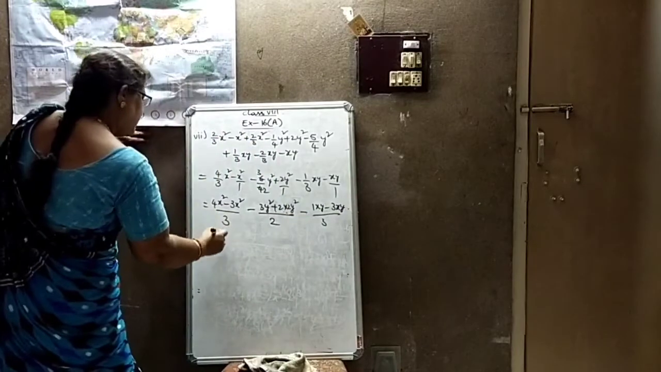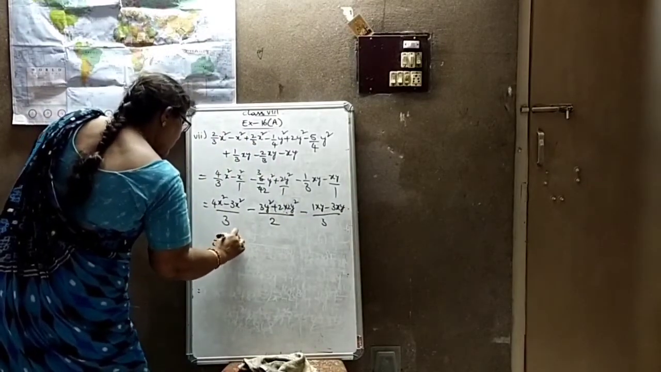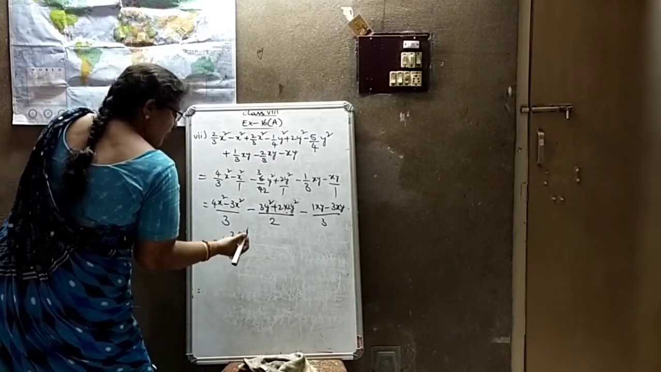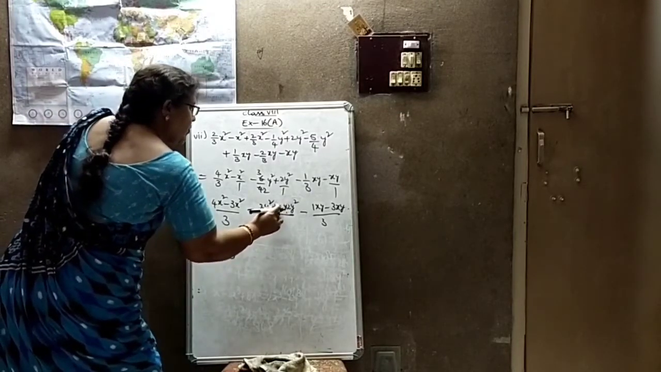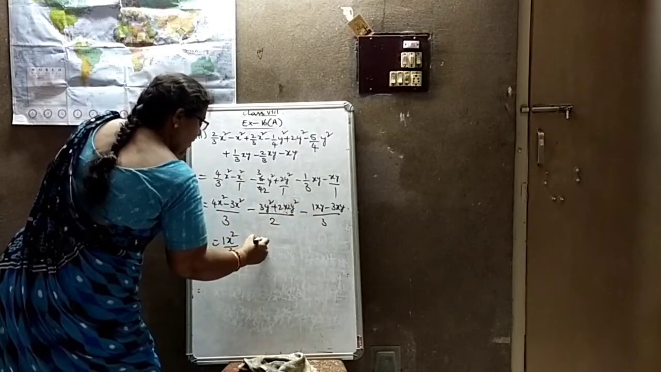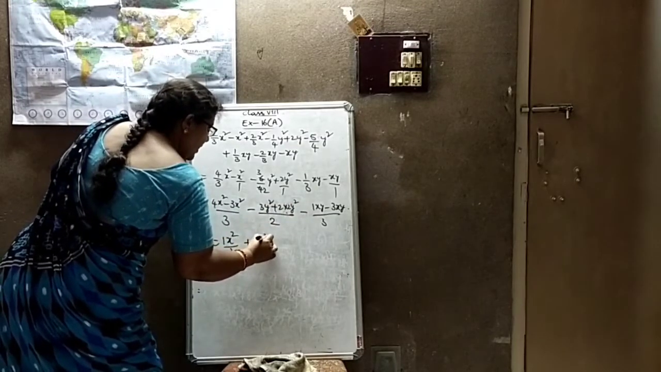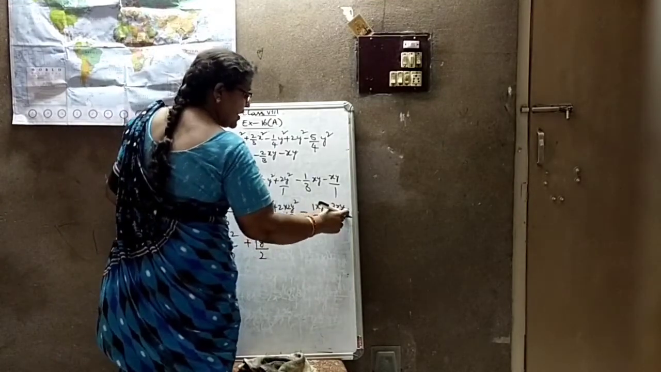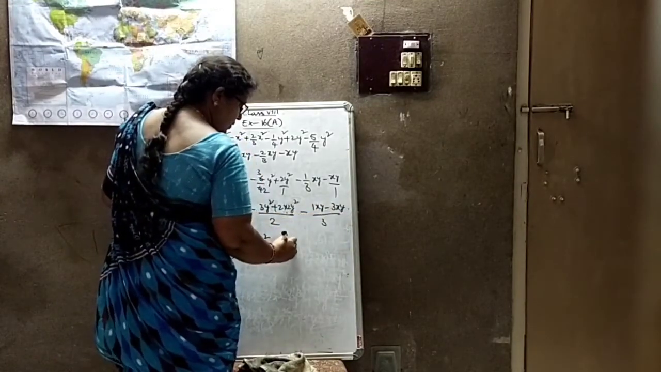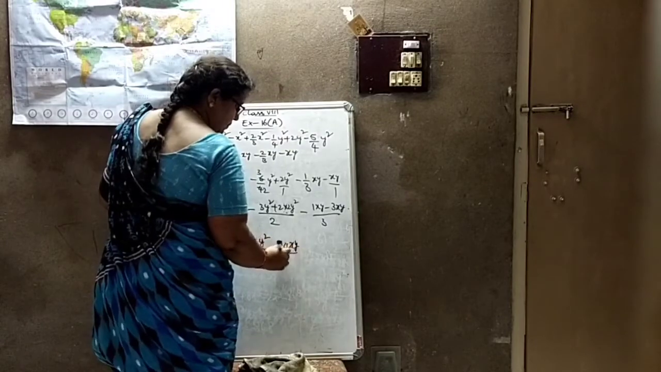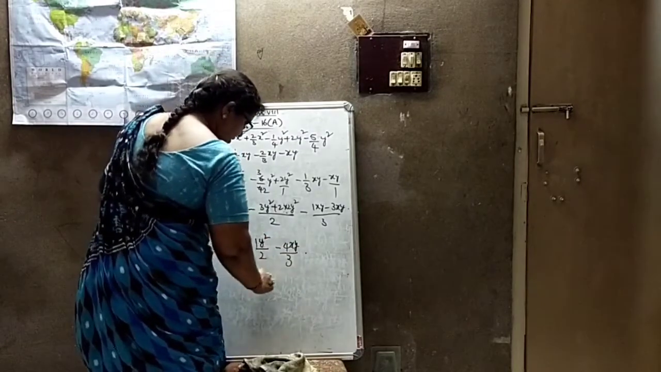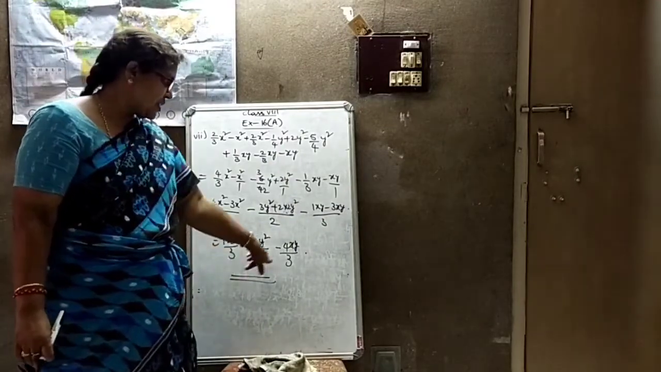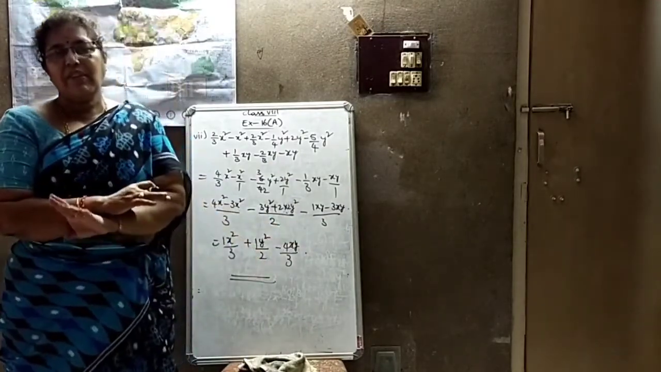Now the answer. X square by 3 means 4 minus 3, 1 x square. If you want, write minus 4y square minus 3y square plus y square by 2, 1y square by 2. So minus xy minus 3xy, minus 4xy by 2. So this is the final answer because this is x square term, this is y square term, this is xy term. Everything is different.